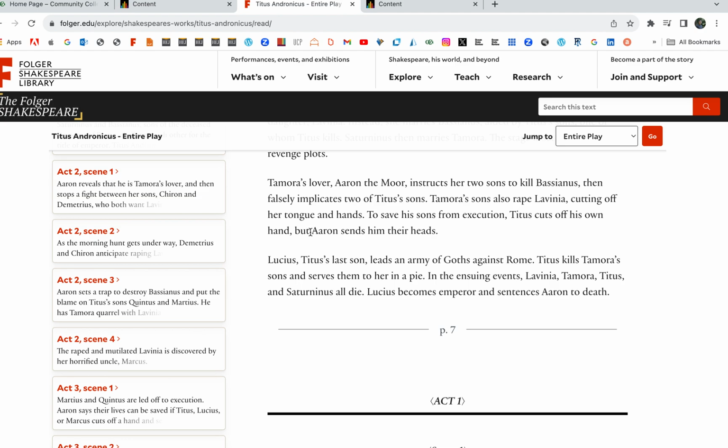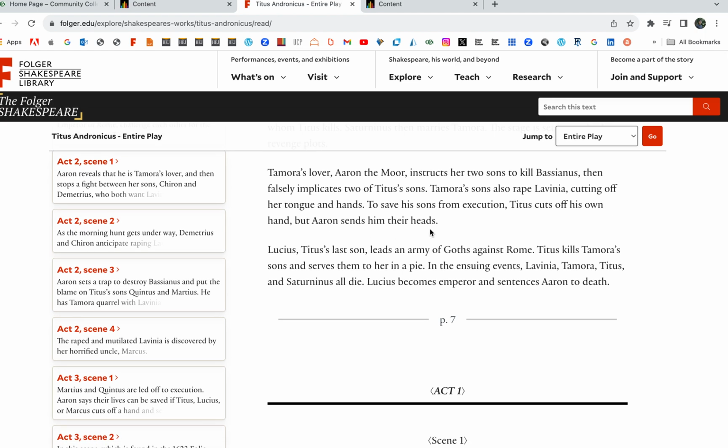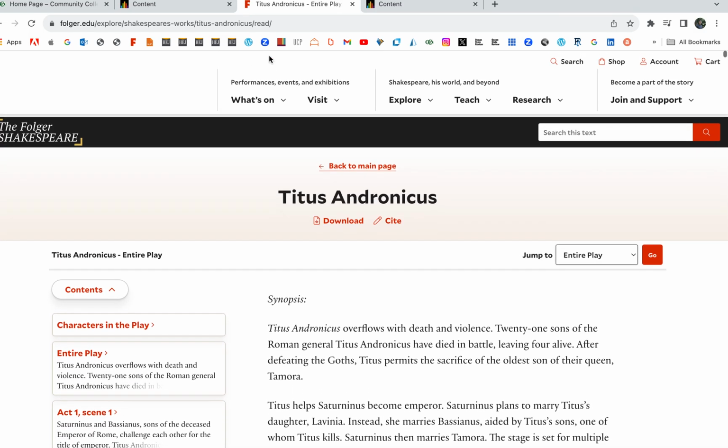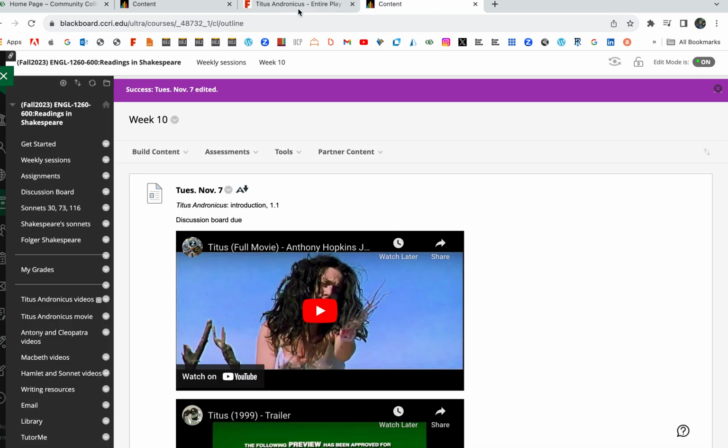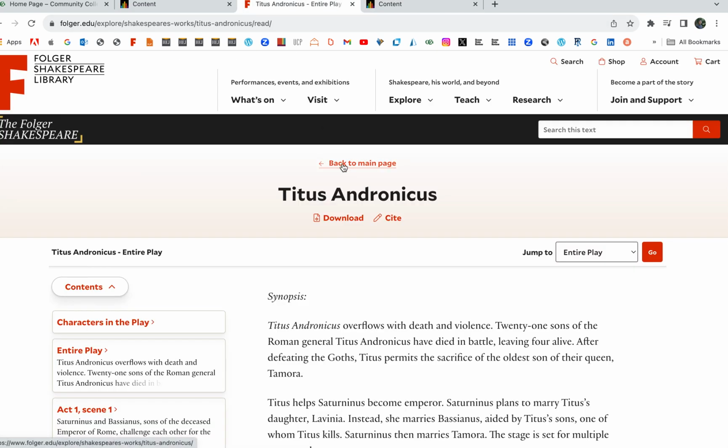Lucius, Titus' last son, leads an army of Goths against Rome. Titus kills Tamora's sons and serves them to her in a pie. In the ensuing events, Lavinia, Tamora, Titus, and Saturninus all die. Lucius becomes emperor and sentences Aaron to death. So there's the bloody synopsis of Titus Andronicus.